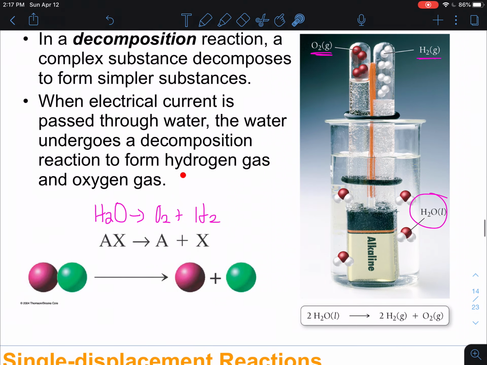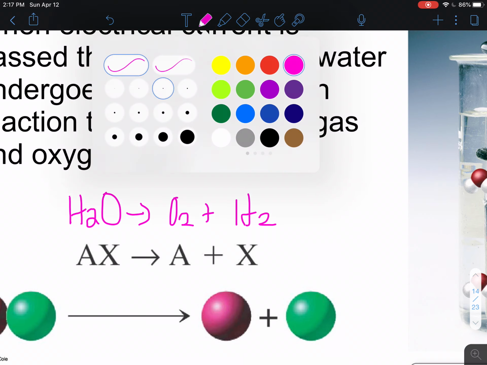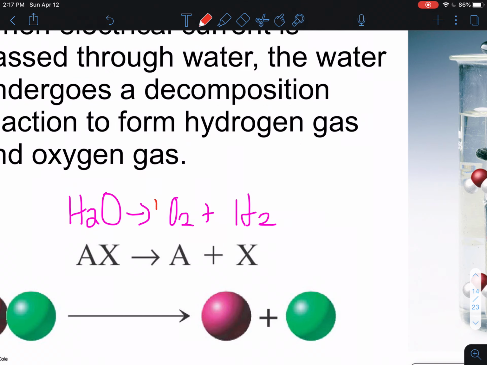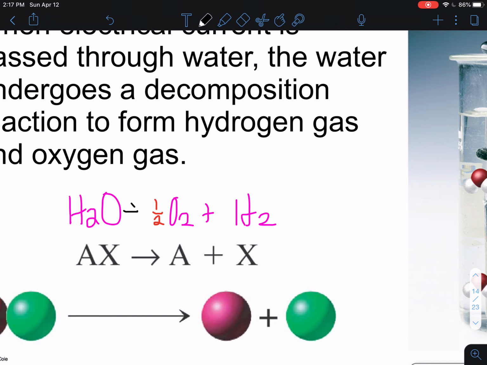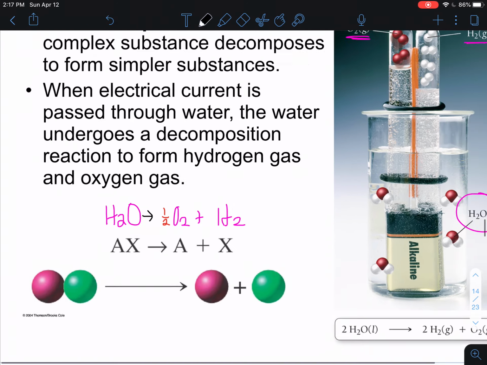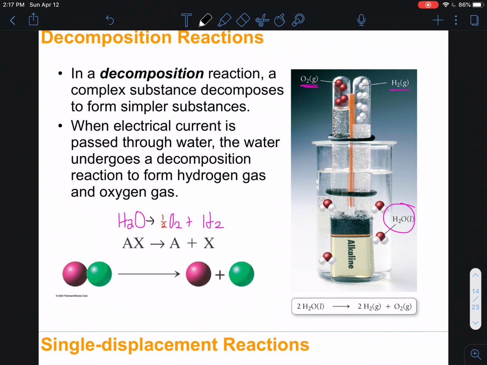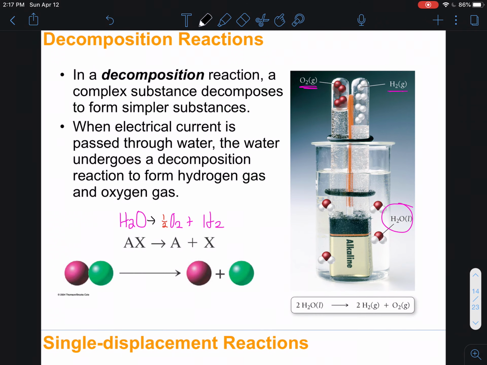If you really wanted to balance this, if you're like, how would you balance this? This would be completely acceptable. I never liked those though, but that's how you would do it. I don't like those that have fractions as coefficients. I don't know, it makes my skin crawl, but it's correct. Oh, I guess they did it down here too. That's another way to do it. So you could do 2H2O, 2H2, and then just a single oxygen. That's fine.